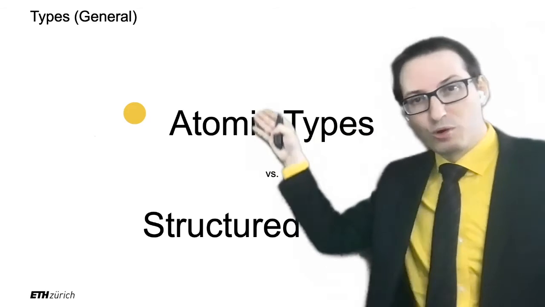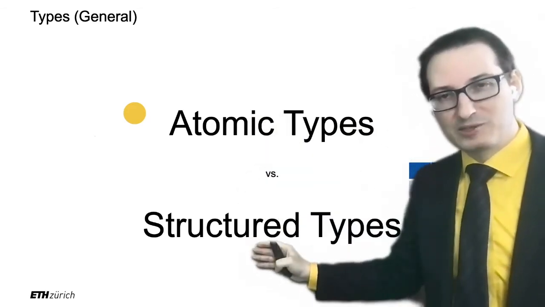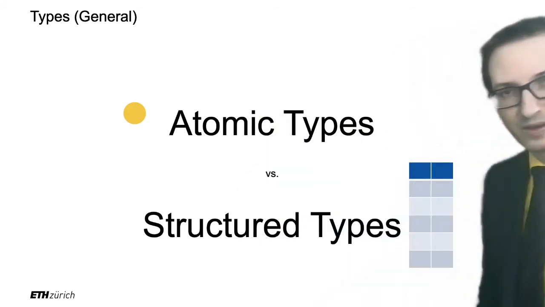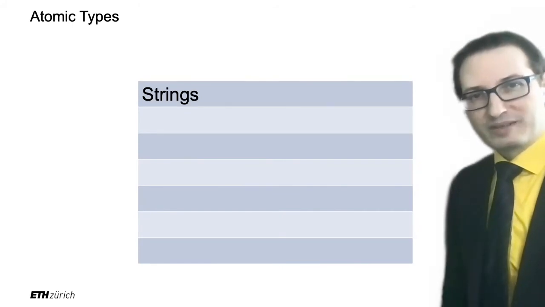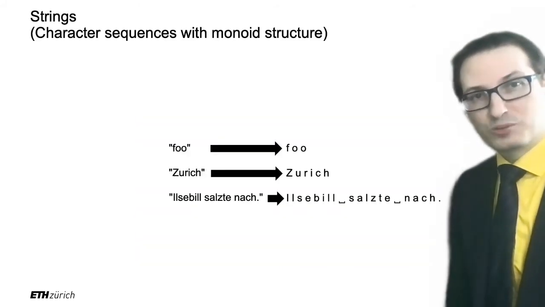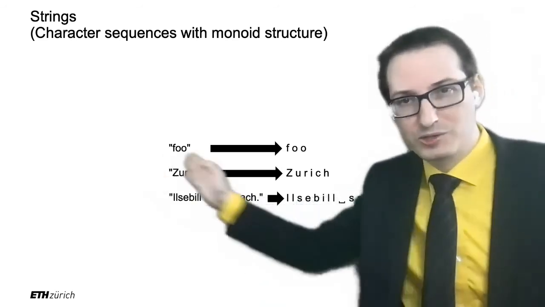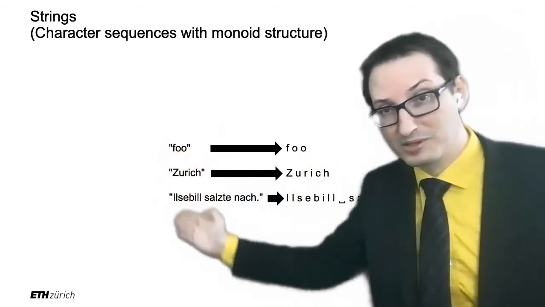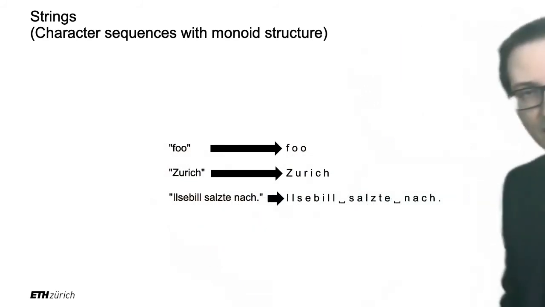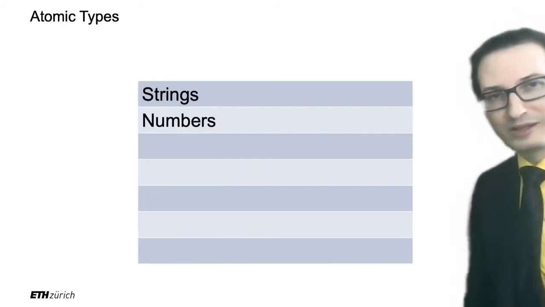So in general, we distinguish between atomic types and structured types across languages. The atomic types, what do we have? Well, first we have strings in almost any language, so I won't say much about that. A string is just a sequence of characters, right? That's just text. So these are strings. This is one possible atomic value.